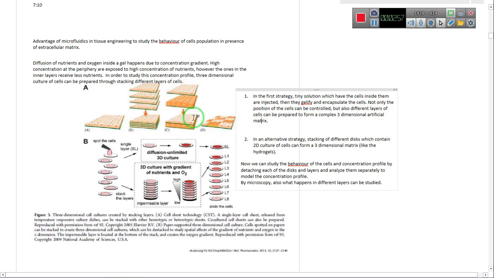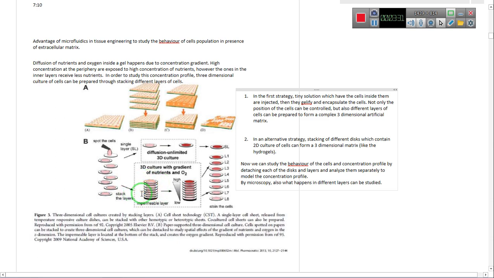Then we can simply study the behavior of the diffusion which happens between these different layers of cells. In another strategy, we can have these papers. As you see here, we have the papers, and on the papers we can culture the two-dimensional layers of cells, and after that we will stack different layers on each other.